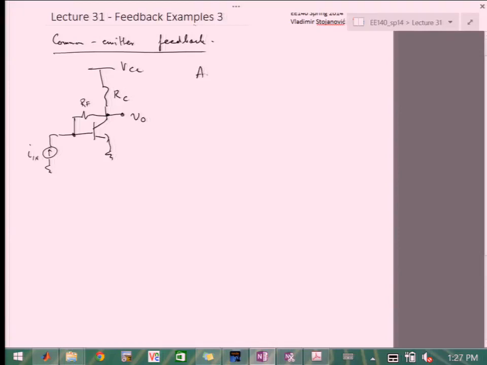Okay, again, A closed loop will be A equivalent over 1 plus RR plus A0 over 1 plus RR. And the small signal model, I in, R pi. Then we have RF here. GM VBE.